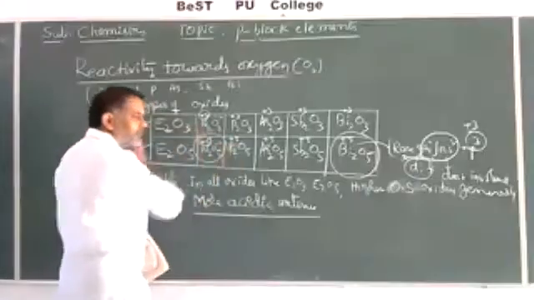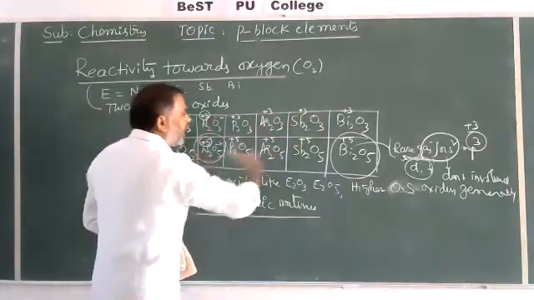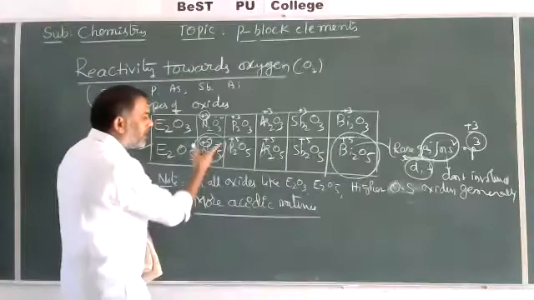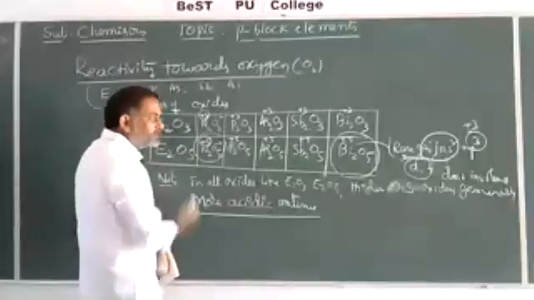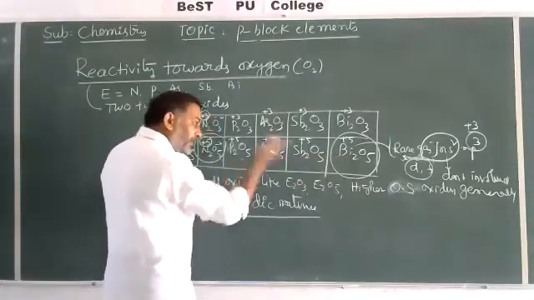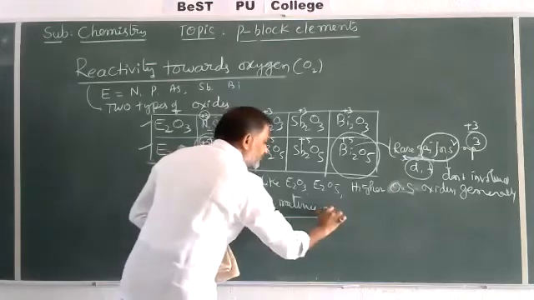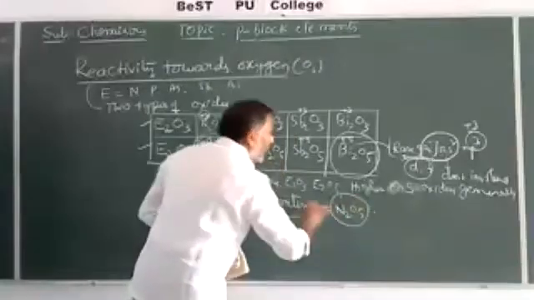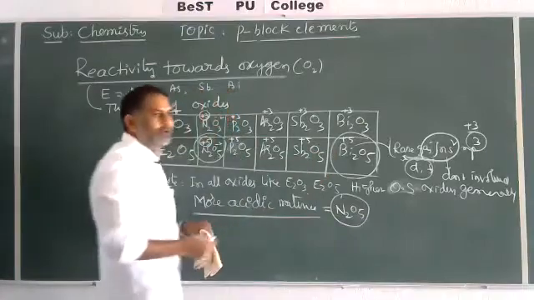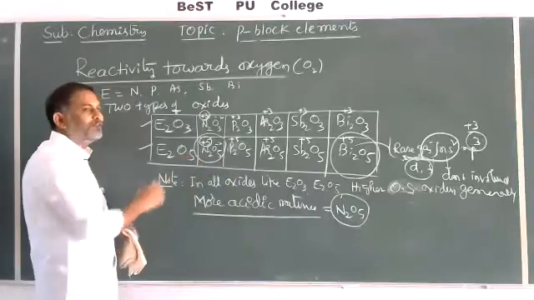Sorry, here +3, +3, +3, +3, all are +3. Here all are +5. Sir, all are +5 oxidation state, na? Highest oxidation state, na? So all are most acidic. Comparing these all five, your N2O5 is the highest acidic in nature. Among all E2O3 and E2O5, the strongest, that is the most acidic compound, is N2O5.